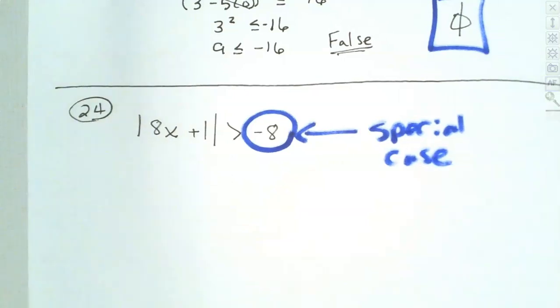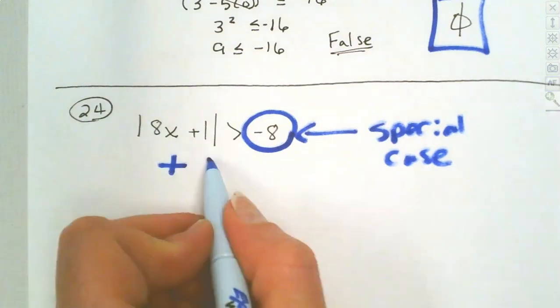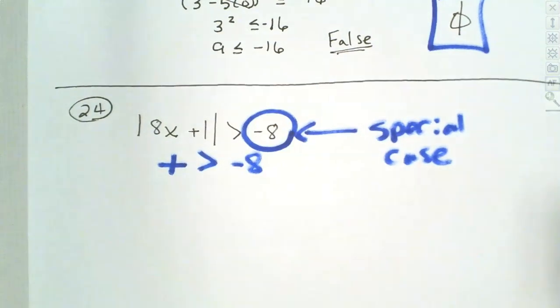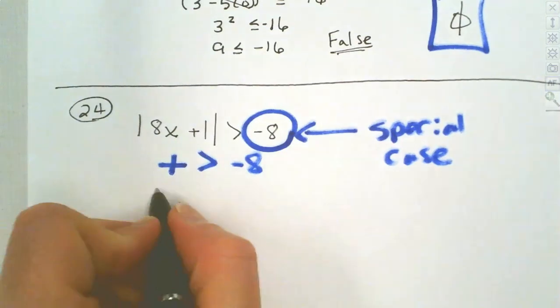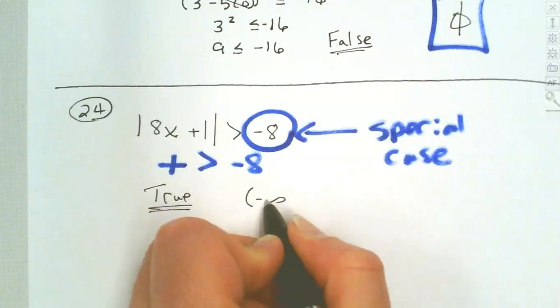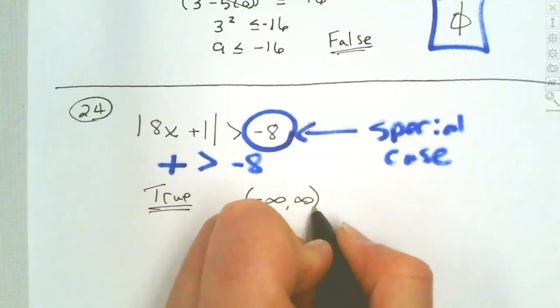Just like we did with 18. So this is a special case, and we know that absolute values are positive numbers or 0, and our positive numbers are bigger than a -8. So this one would then be true, and your solution would be negative to positive infinity.